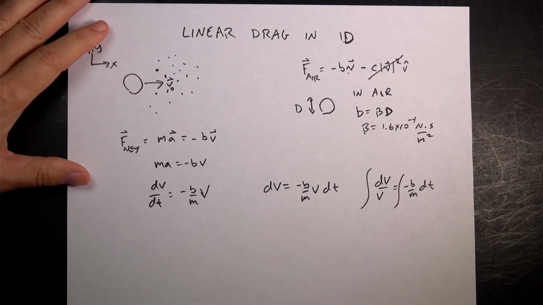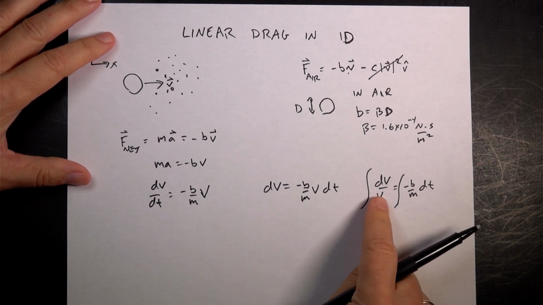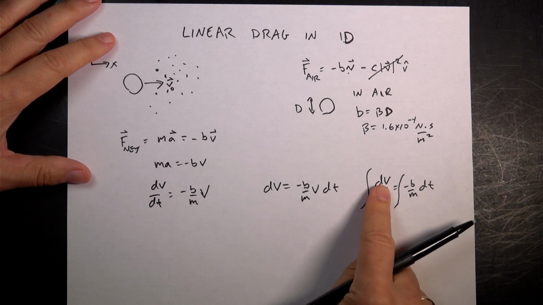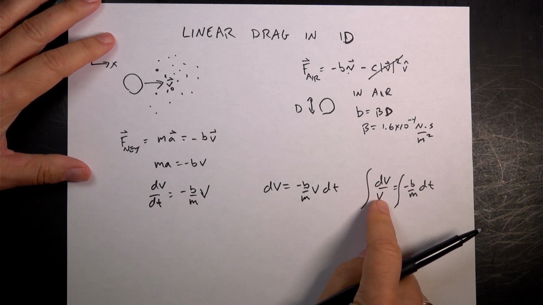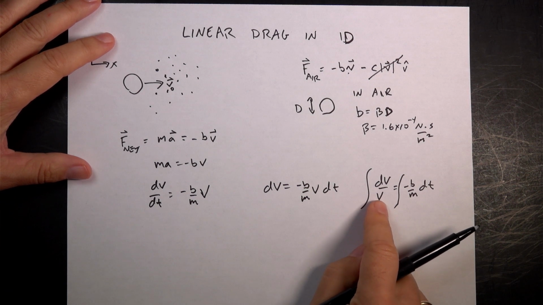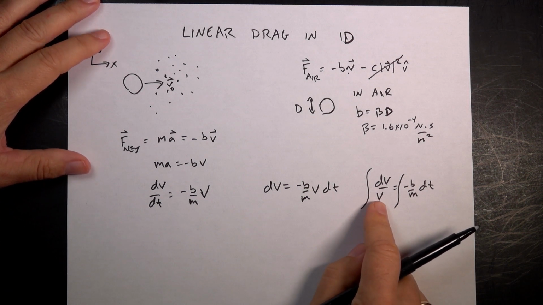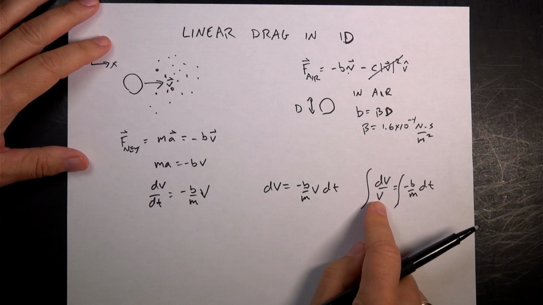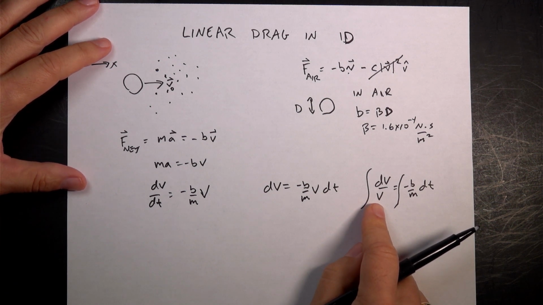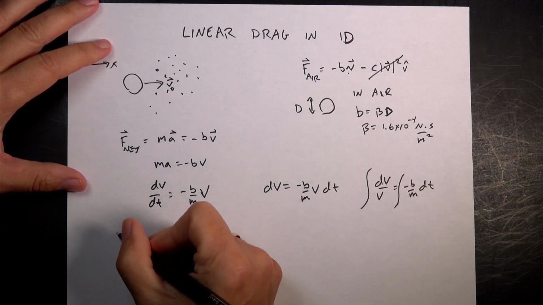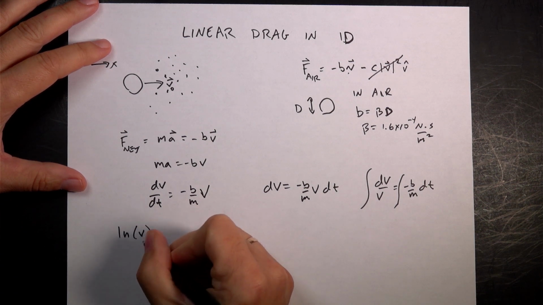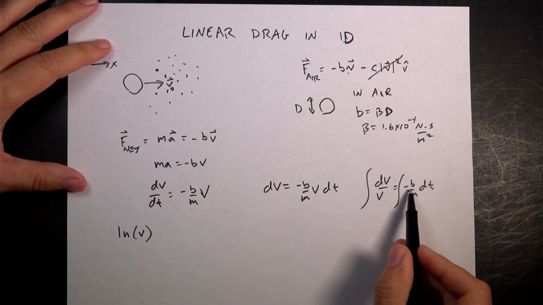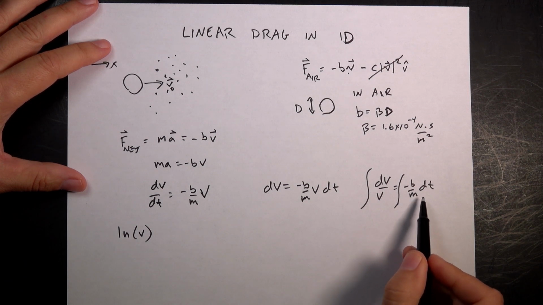And I'm going to do an indefinite integral, which means that when I integrate, I'll have a constant in there too. So here I have the dv over v. So this is like v to the negative 1. You can't do the power rule here because if I add 1 to the power, I get v to the 0, then divide by 0, it doesn't work. So the integral of dv over v is just going to be the natural log of v. You can look that up in your integral tables. So it's going to be the natural log of v for this side. And then over here, I have negative b over m. That's just a constant. And then dt.